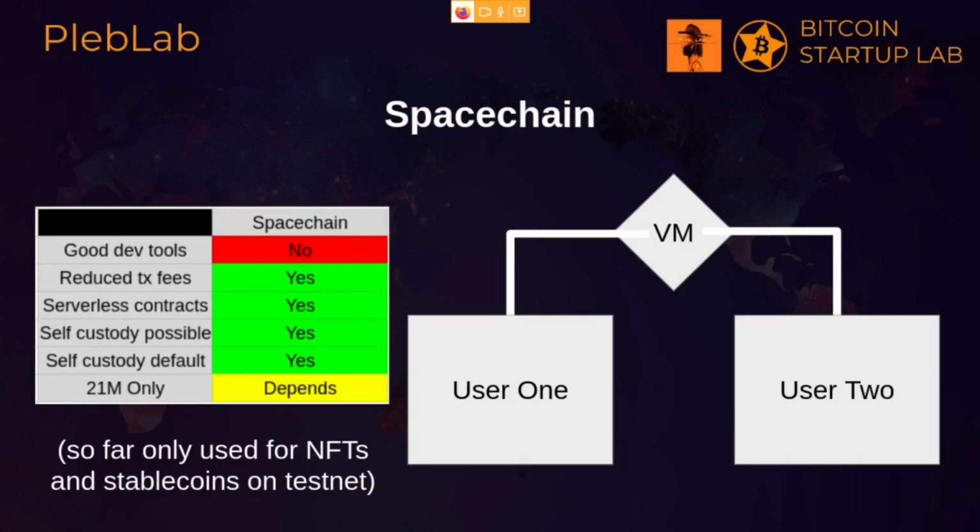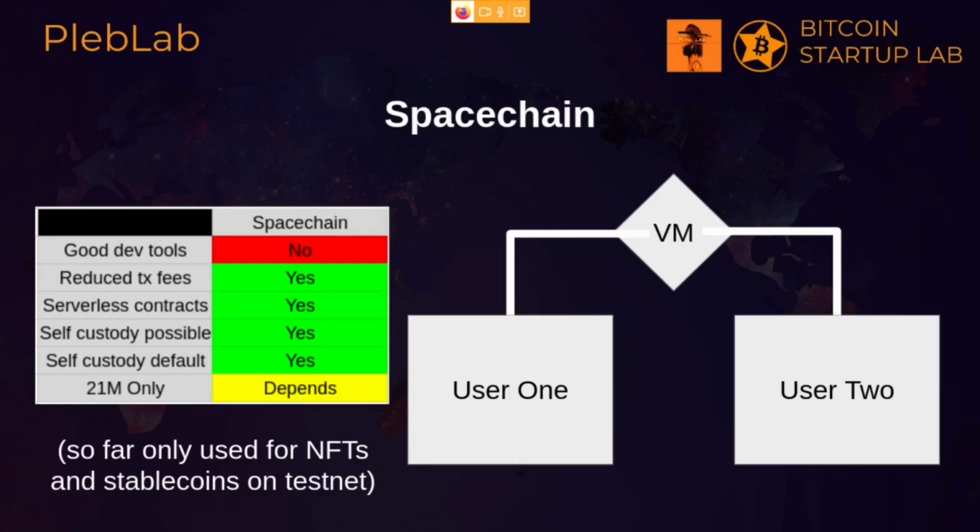And then the Soma one, I think it's written in Go or Scala. I have to check, but it doesn't have good developer tooling, and it's just being built out right now, and it's not even on mainnet. Of the two space chains that have been created, mine's on testnet and Soma is on Signet. So they don't have good developer tools. They do have reduced transaction fees compared to Bitcoin.